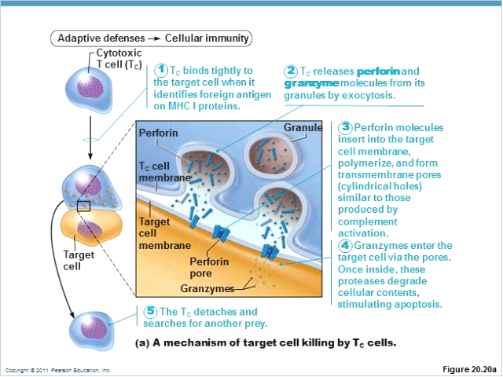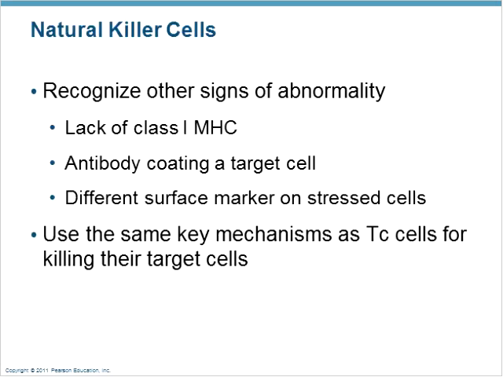The perforin molecule inserts in the target cell membrane, polymerizes, and forms a transmembrane pore, a cylindrical hole, similar to those produced by complement activation we talked about before. Granzymes enter the target cell via the pores, and once inside, these proteases degrade the cellular contents and stimulate cell destruction, or self-cell destruction. Say that fast 3 times.